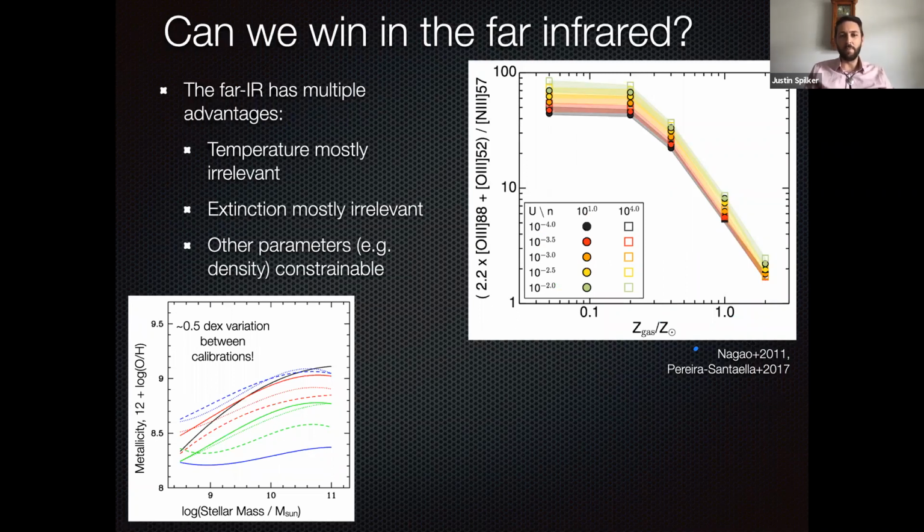And so since this is a far IR focused group, I think it's no surprise that I think we can do much better using the far infrared. There are multiple advantages to doing this. For one, the temperature is mostly irrelevant because the temperature of an H2 region is 10,000 Kelvin or more, which is much more than the energy level of the lines that we're looking at. We don't really have to worry about dust as much because we're at very long wavelengths, and we can actually constrain other parameters like the density and the temperature and so on.